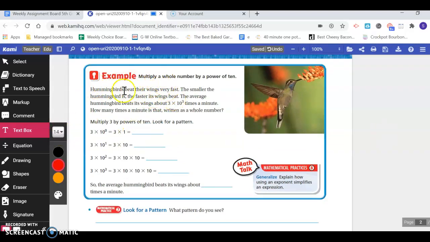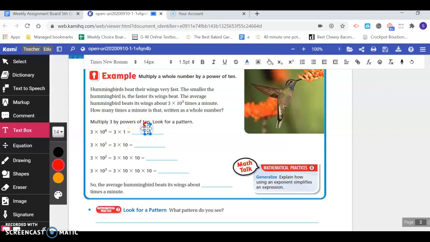Our example here: the hummingbirds beat their wings very fast. The smaller the hummingbird is, the faster it beats its wings. The average hummingbird beats its wings about 3 times 10 to the third times a minute. How many times a minute is that written as a whole number? Okay, so we're going to be looking for a pattern. We're going to start with 3 times 10 to the 0. That's the same thing as 3 times 1. That would be 3.